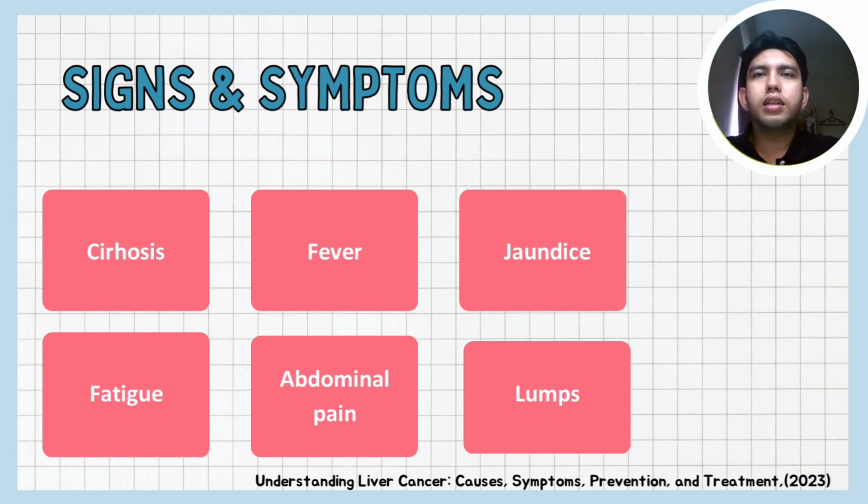HCC signs and symptoms also make the patient more easily get fatigue, and lastly it will cause jaundice because of the accumulation of bilirubin in the liver, because the liver cannot process the bilirubin. So because of the cancer, the patient will have jaundice.